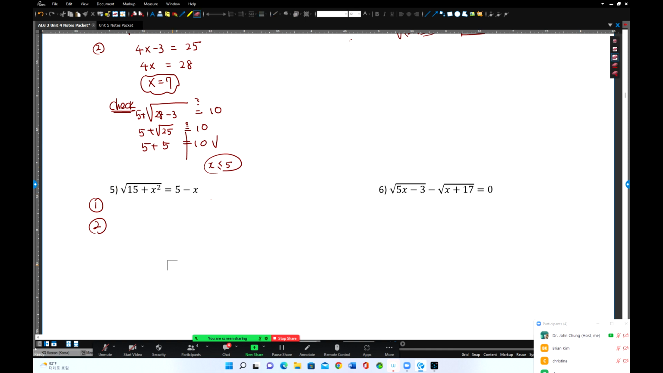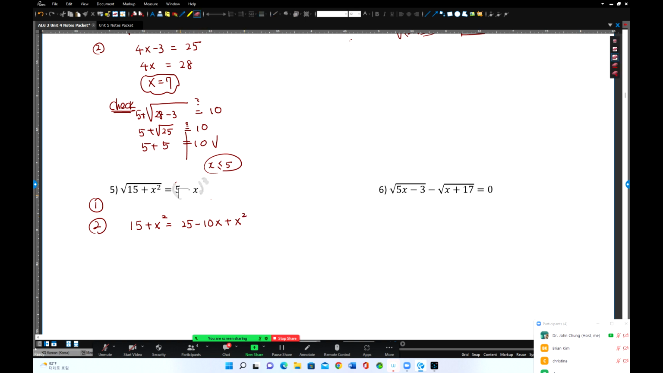Okay, it's isolated already, but this one can be positive or negative, so we can continue to square it. Left hand side, the square of the radical is 15 plus x squared. The right hand side, the square is how much? 5 squared is 25, 2 times x times 5 is negative 10x, and positive x squared.